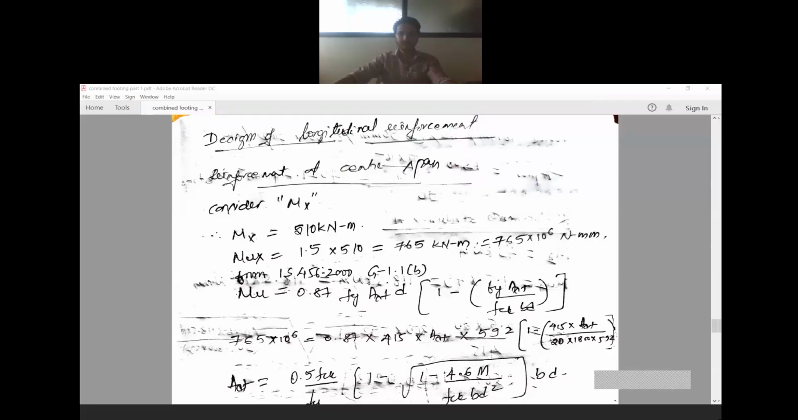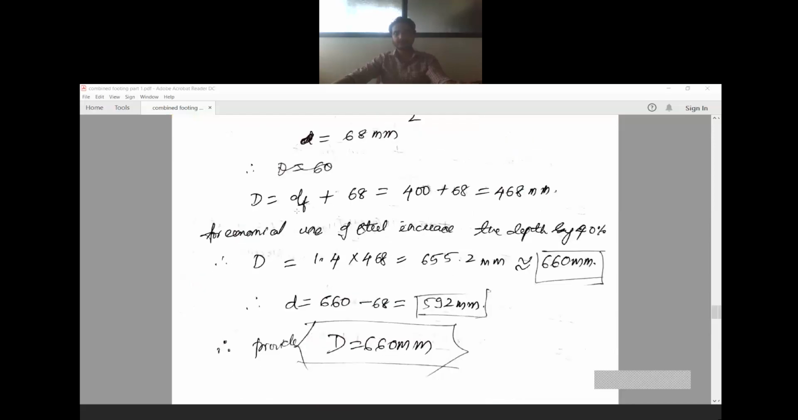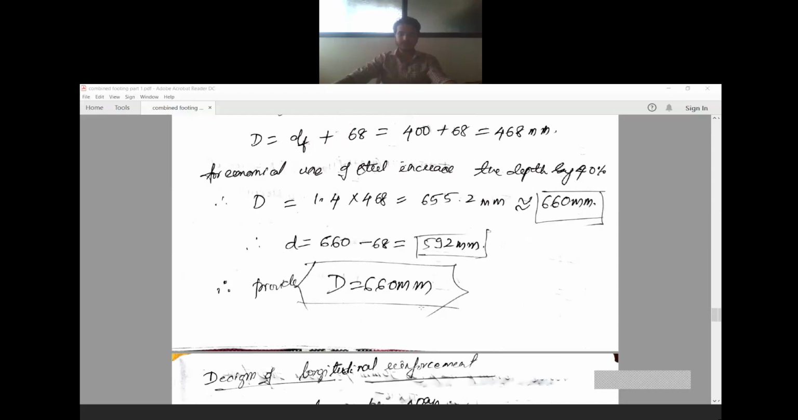Good morning, everyone. We shall continue the problem that we were discussing in the previous classes. In the previous classes, we calculated the dimensions of the foundation: length, breadth, and depth. After calculating the bending moment diagrams and checking for punching shear, we obtained an overall depth D equal to 660 mm, and the effective depth small d is 592 mm.